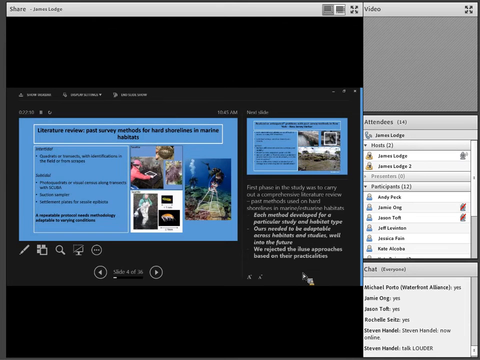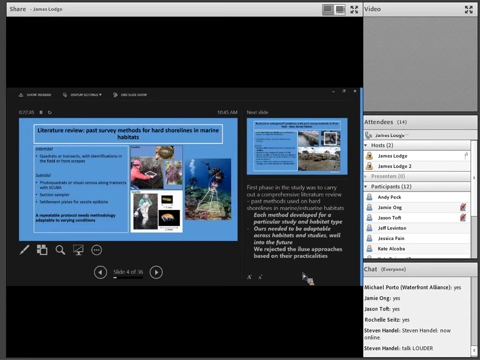sampling protocols based on either cost. So scuba was not cost effective for a repeatable protocol that needed to be used potentially by non-specialists, by managers, and especially in places that might be dangerous to dive in. And we rejected a lot of these based on practicalities. Although we will get back to the suction sampling and the epibiont scrapes later in the discussion because they have some promise for validation.